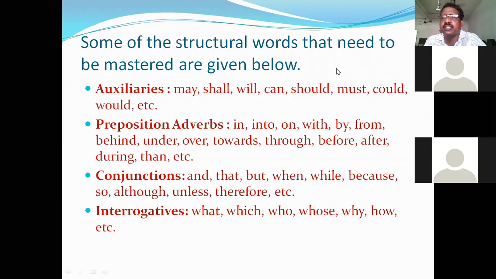Auxiliaries are of two types. Primary auxiliaries, in which we find be forms, do forms, and have forms. In the modal auxiliaries we can find may, might, must, shall, should, ought to, dare to, will, can, could, would. In this way, these are the modal auxiliaries. There are ten, or ten and above, some ten or eleven modal auxiliaries.